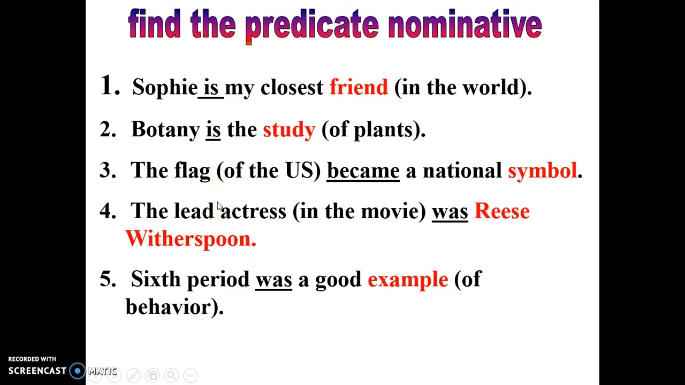Please pick 2 more of these and write them down in the bottom half of your predicate noun flap as your examples. When you're done with that, pause while you do that, and then when you're done, hit play.